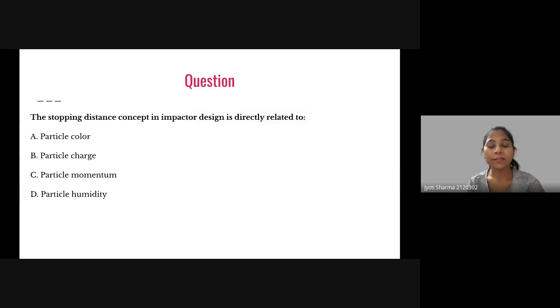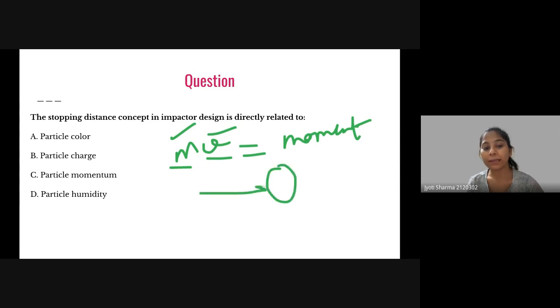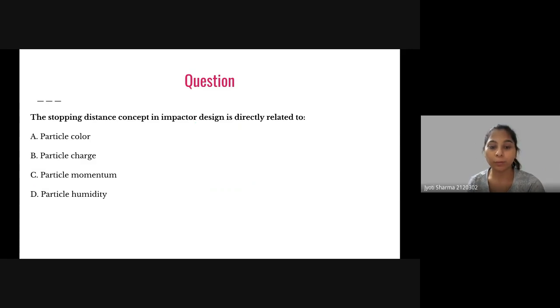Okay, the stopping distance concept in impactor design is directly related to particle color, particle charge, particle momentum, particle humidity. Yeah, you already know about this. If we have more velocity or more mass, this is nothing but momentum, right? So if we have more momentum, either due to the virtue of mass or velocity, that will be deposited easily on the collector. So particle momentum is very important to know about.